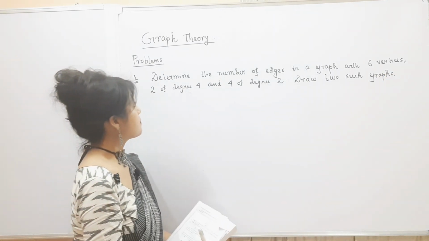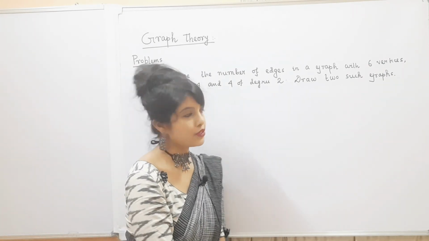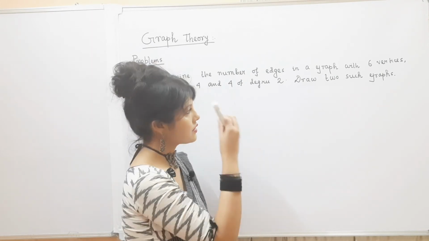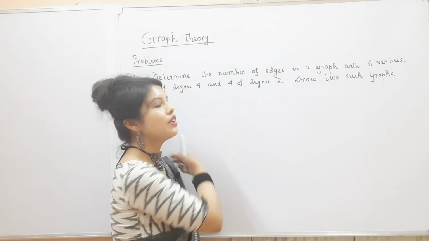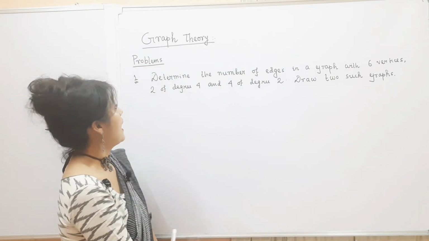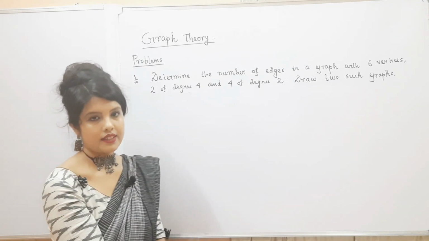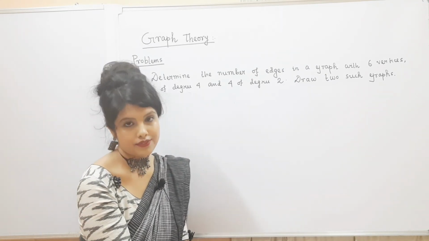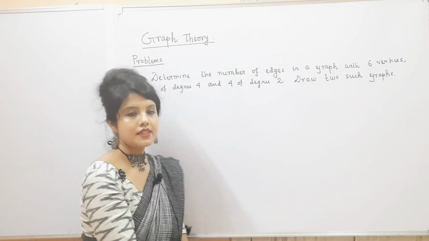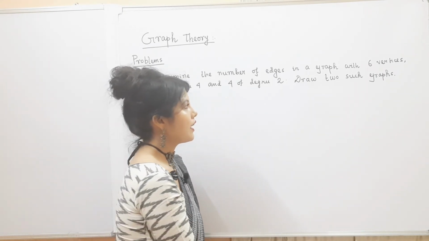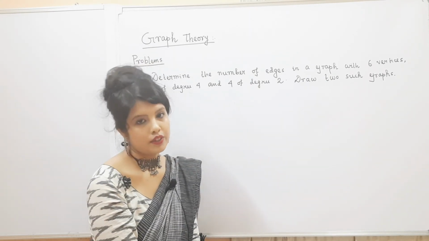So what is the problem? You have to determine the number of edges in a graph with 6 vertices. It is already given that the graph has 6 vertices, and you have to determine the number of edges. The other information is that 2 are of degree 4, that is, among the 6 vertices, 2 vertices are of degree 4 and 4 vertices are of degree 2. And the latter portion is that you have to draw 2 such graphs.